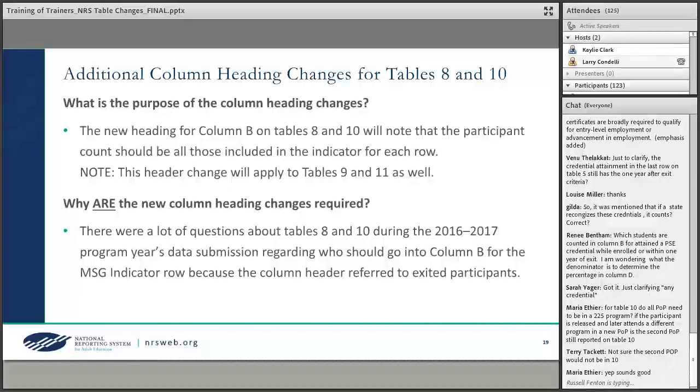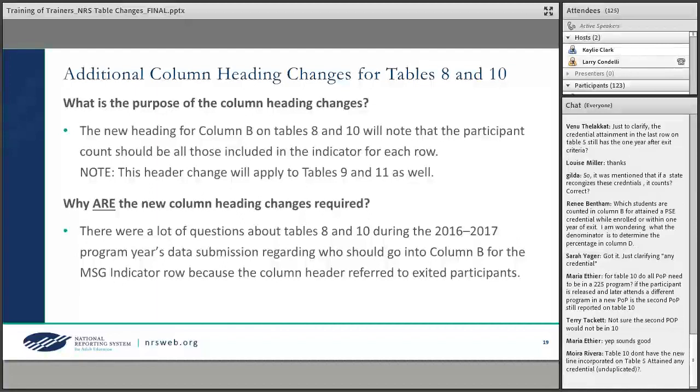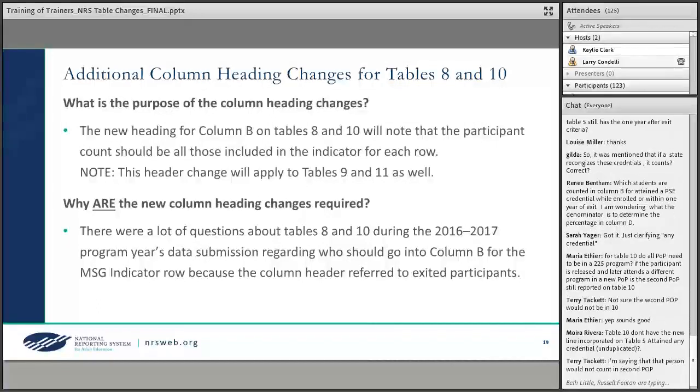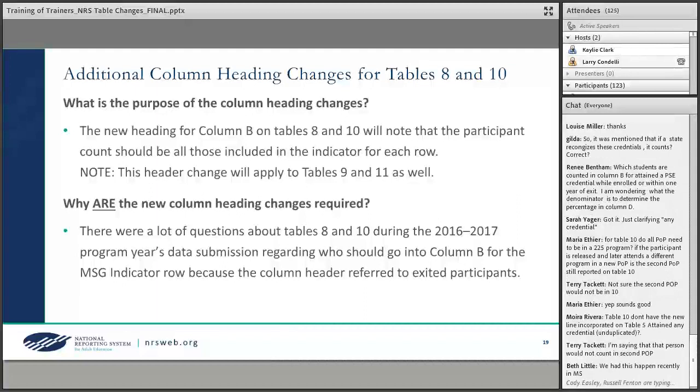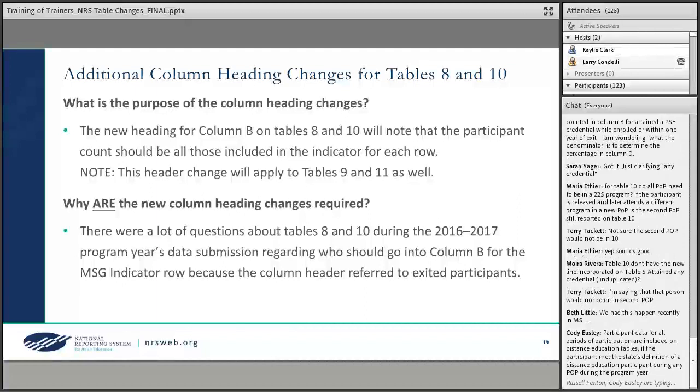Terry Tackett is saying he's not sure why we would even need a second POP in Table 10. I can think of scenarios where somebody who's incarcerated might not be in adult education anymore but still remain incarcerated, and then maybe 4, 5, 6 months down the road they get back into adult education again. So that's what those additional periods of participation columns are for on Table 10. Does that make sense now? Yes.